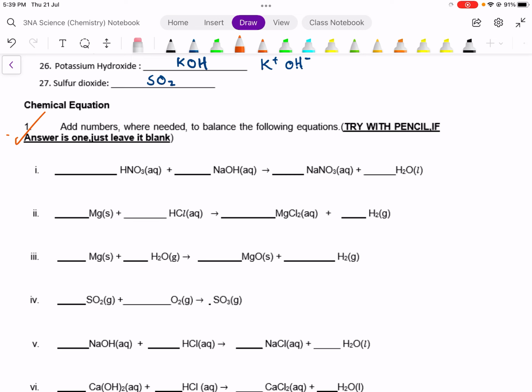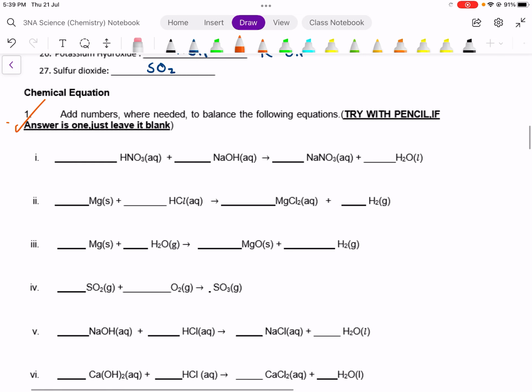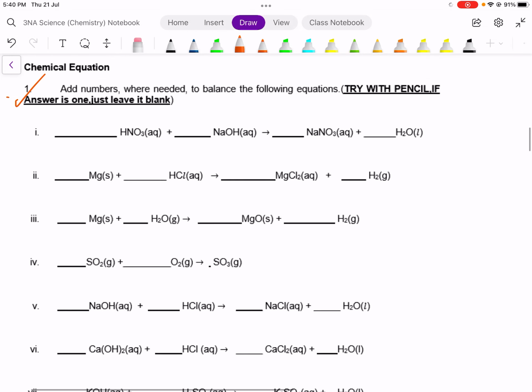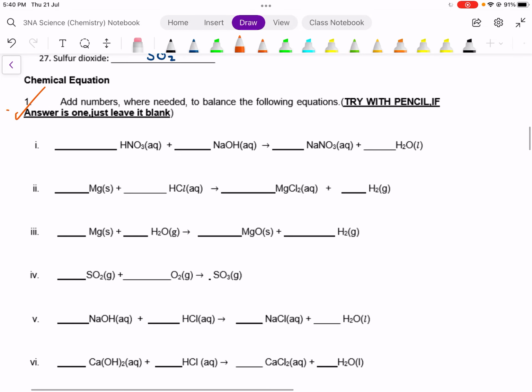But this part maybe I can go through a bit with you. Okay, then you learn, since I think we are a little bit ahead of time for this HBL. Okay, let's take a look at this and how to balance it. Okay, so I'm going to use the balls. H plus NO3 minus, then this is Na plus OH minus. This is Na plus NO3 minus.